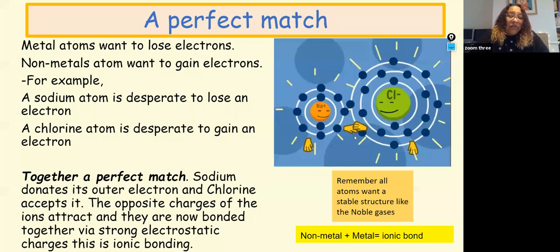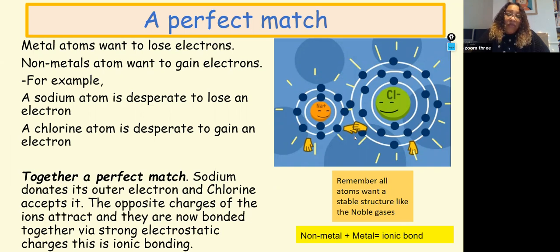And that's how they bond together. And we call that ionic bonding. So ionic bonding is where the opposite charges of ions are attracted to each other. And these forces are very strong holding them together. And just to remember, a non-metal and a metal form an ionic bond. So that's a non-metal and a metal.